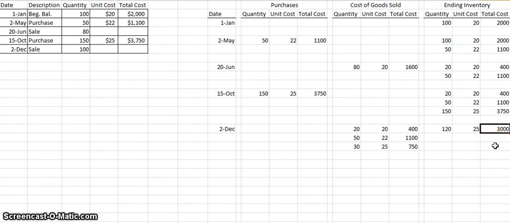If I ask what cost of goods sold was for each transaction, well, for this sale, cost of goods sold is $1,600. For this sale, we'd add these up. Let's see, what's my total here? $2,250 would be the cost of goods sold for this transaction. If I wanted to know cost of goods sold for the entire year, I'd add up the entire column. That would be $3,850.